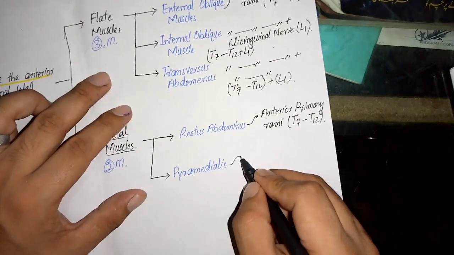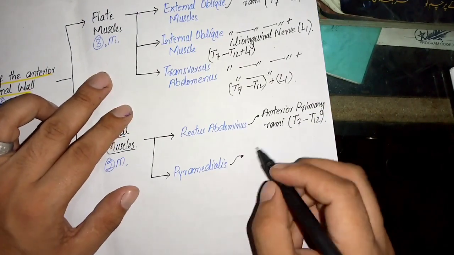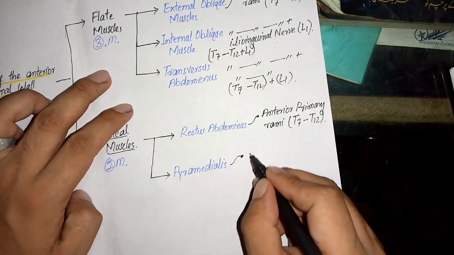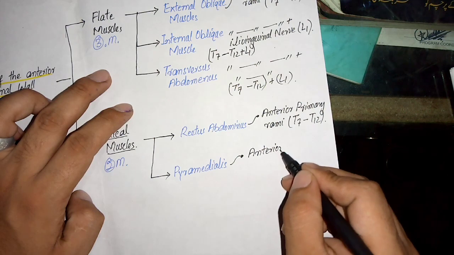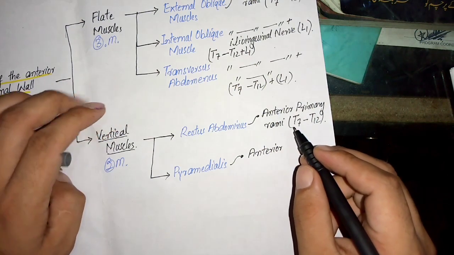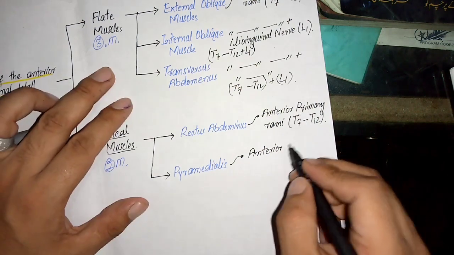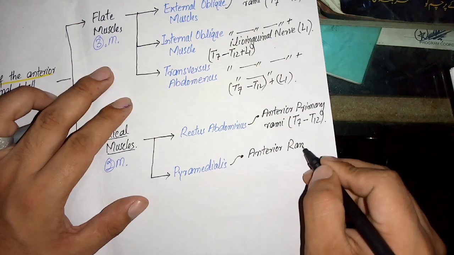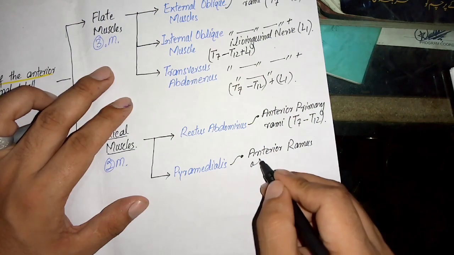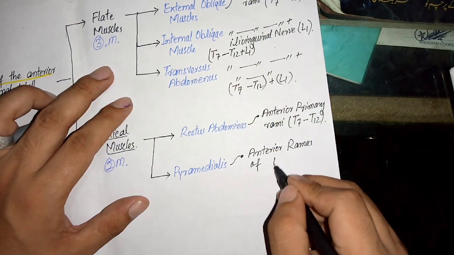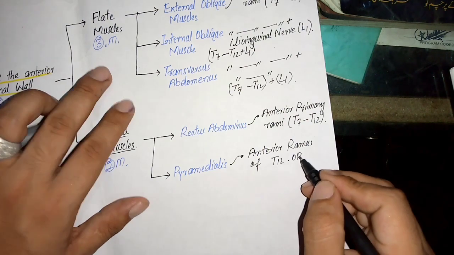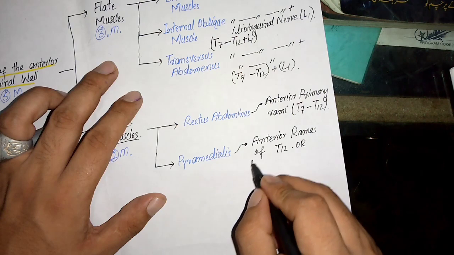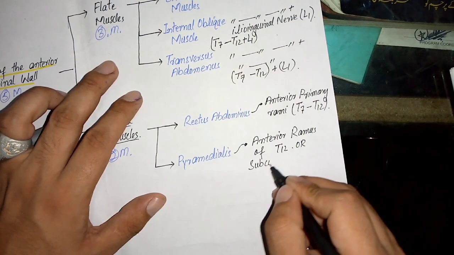The pyramidalis is supplied by the anterior primary ramus of T12, and this nerve is also called the subcostal nerve.